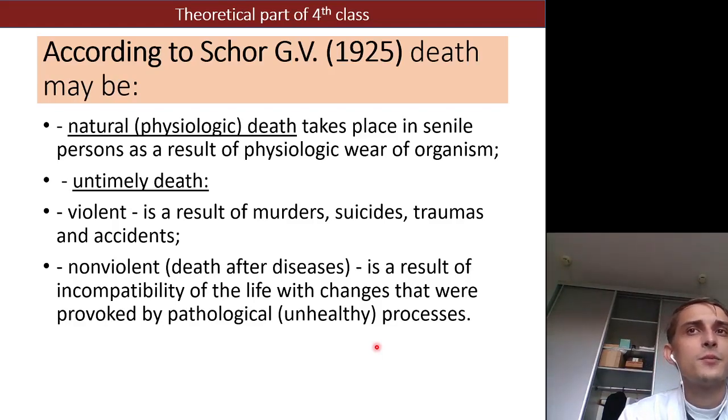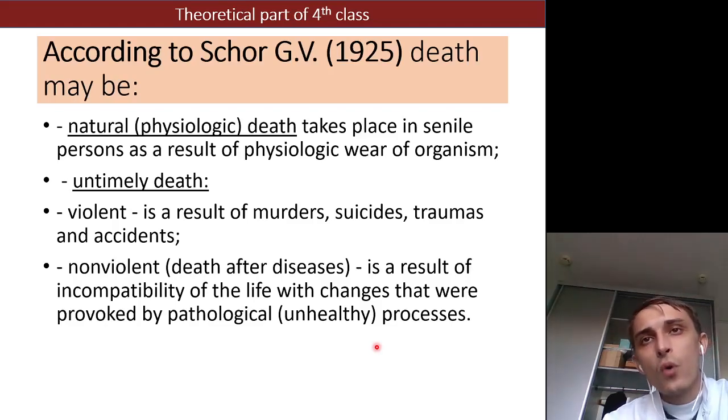Untimely death may be divided into violent and non-violent. Violent death is associated with some accidents like murders, suicides, traumas, car accidents, for example, and something like it. Non-violent death is associated with diseases, and in our department we should pay more attention to this type of death.